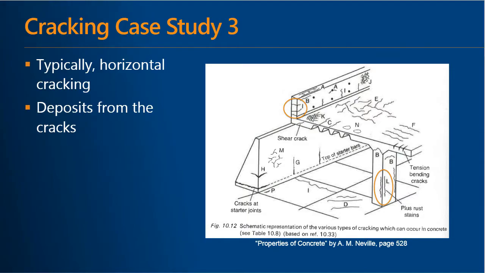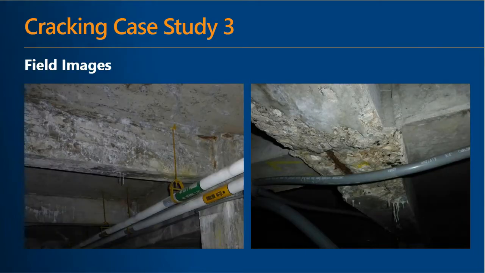Great. So our third example are cracks that are typically horizontal in the field, at least for this example, and are associated with deposits. And what those may look like are shown in the image here. So in the field, you may see something like this, where you see horizontal cracking. In this case, you have deposits that are coming out of those cracks that are white in color, and that's evidence of moisture infiltration, which I will discuss a little bit more later. And you can also see that there's some exposed rebar and there's some iron oxide staining.